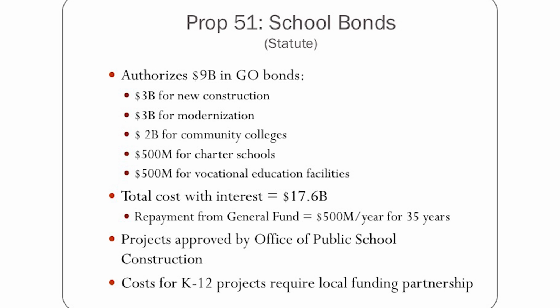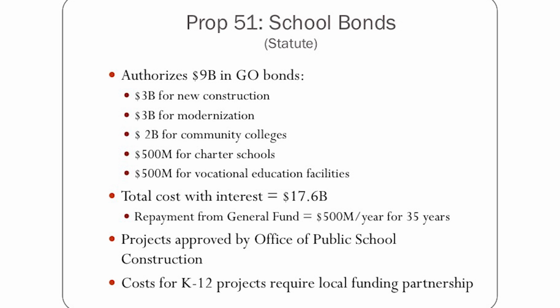It's broken down, as you can see, accordingly: $3 million for new construction, $3 million for modernization, which includes both new equipment as well as infrastructure improvements, $2 billion for community college facility expansion, and then half a billion dollars for charter schools and $500 million for vocational centers, so vocational educational centers that would serve the broader community at large.